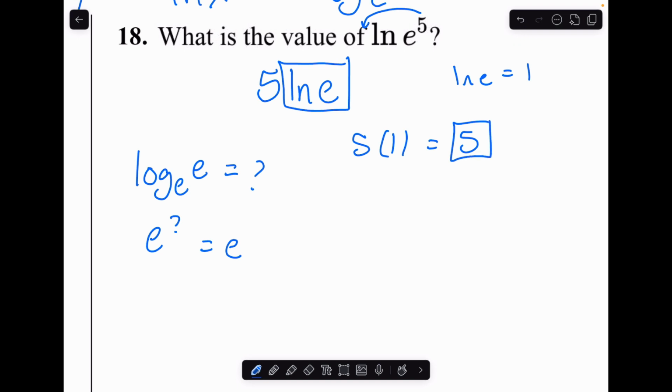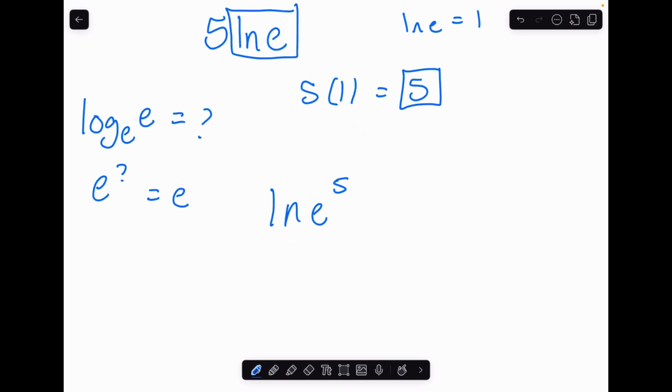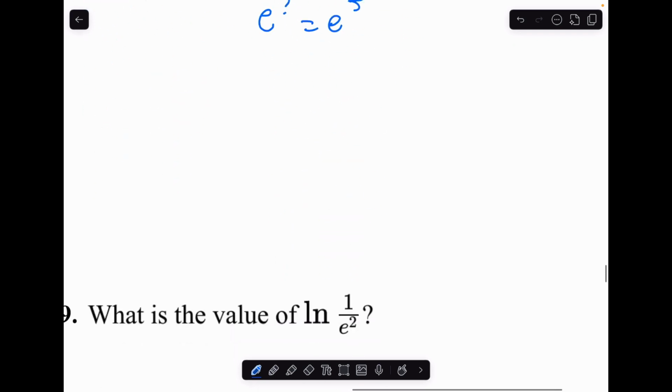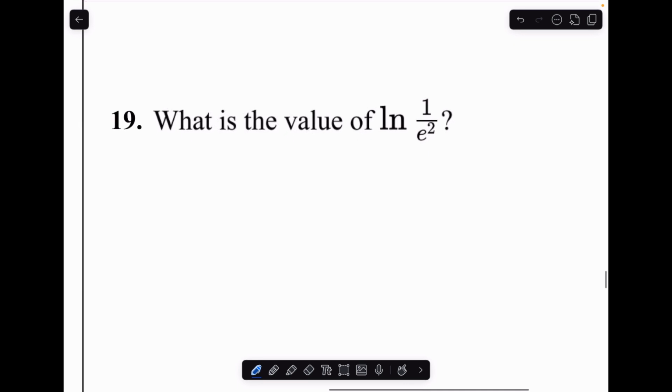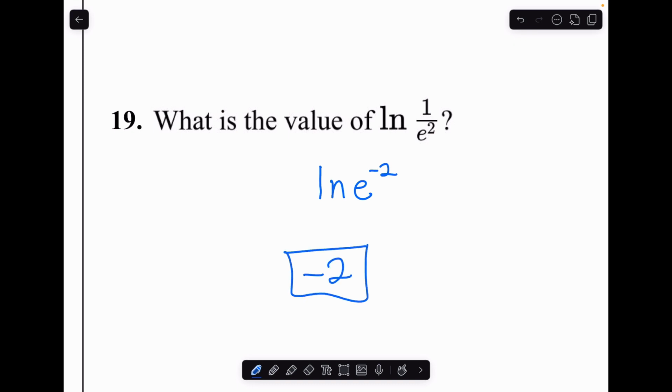All right. Another way you could think of it is if we have ln of e to the 5th, that's asking e to the power of what gives me e to the 5th. Again, that's 5. That's two different ways to think about that. All right, next one here. This one, a couple of different ways you can think about it, right? If we have ln of 1 over e squared, think about that as e to the negative 2. So e to the power of what gives me e to the negative 2? It's just negative 2.